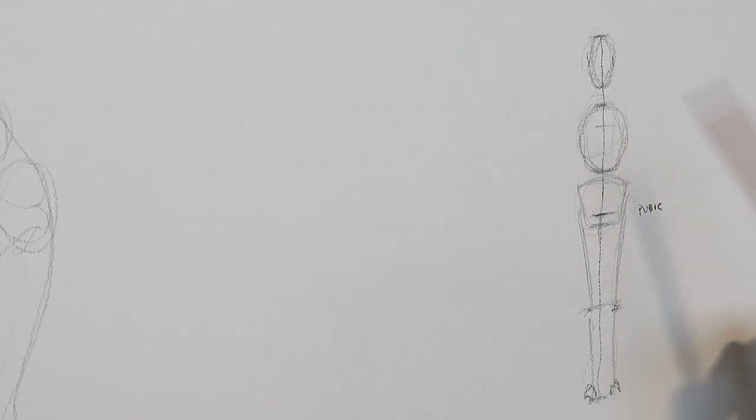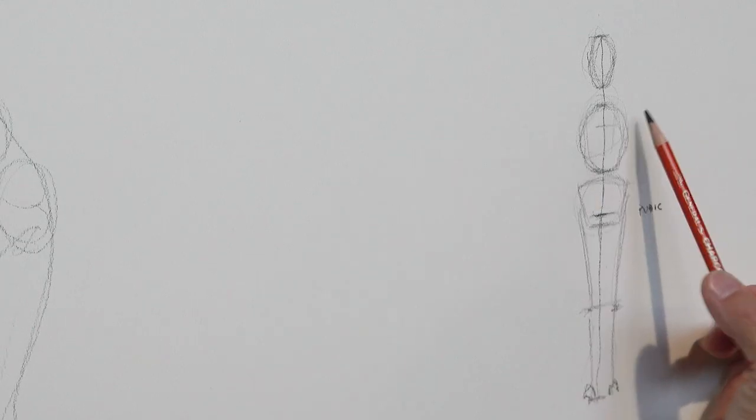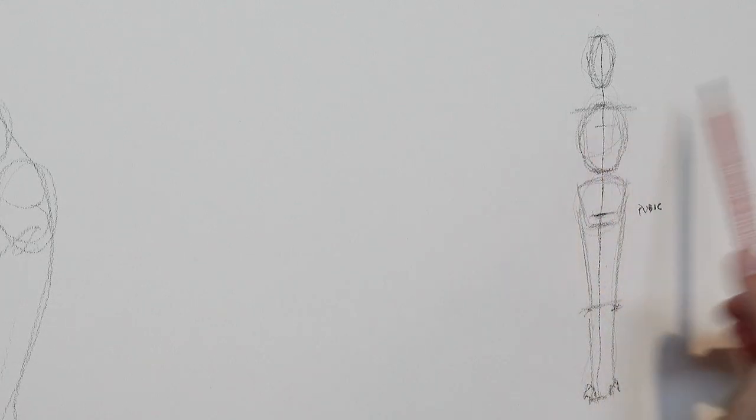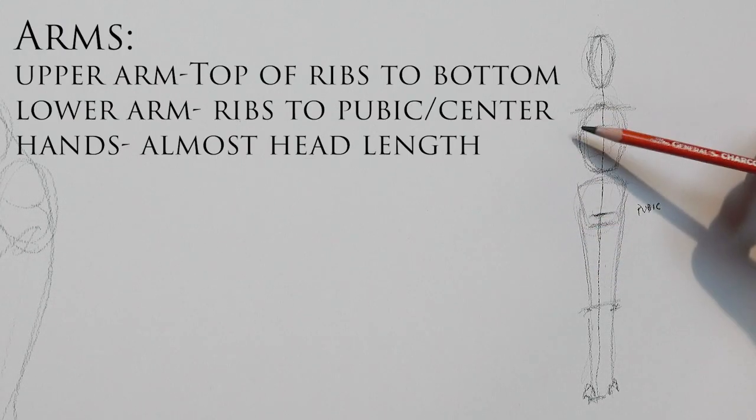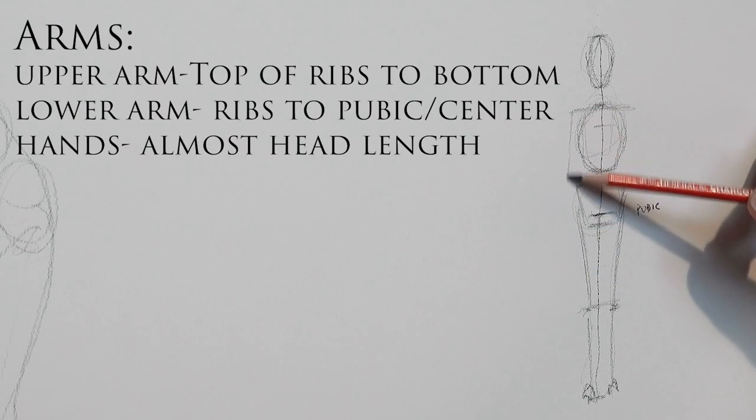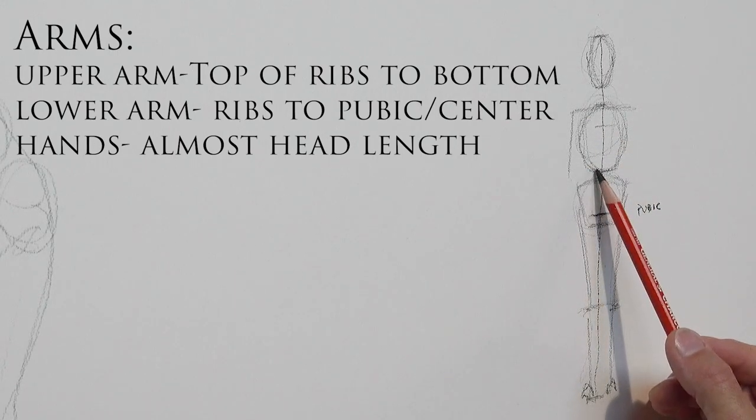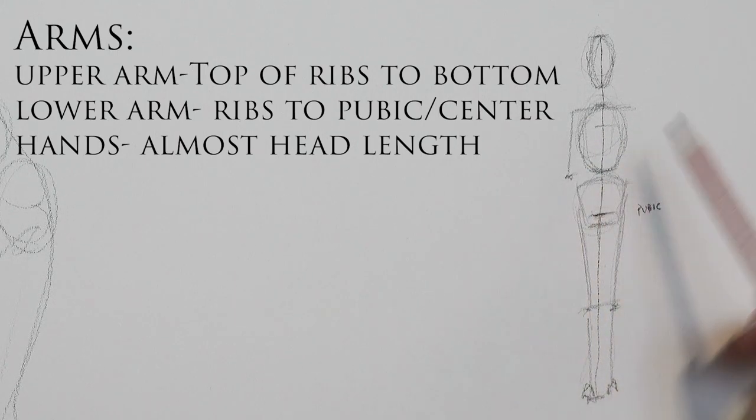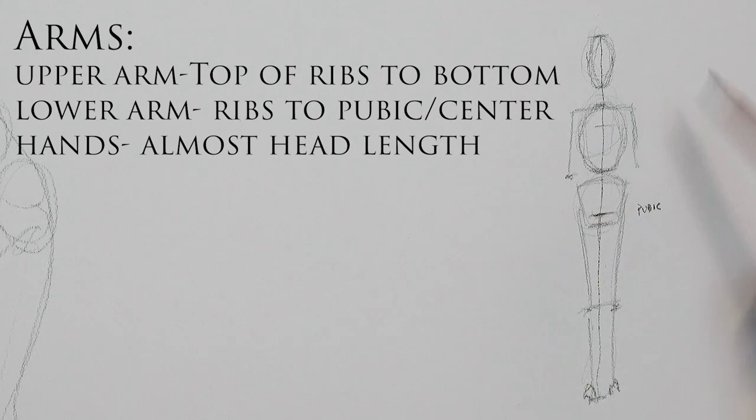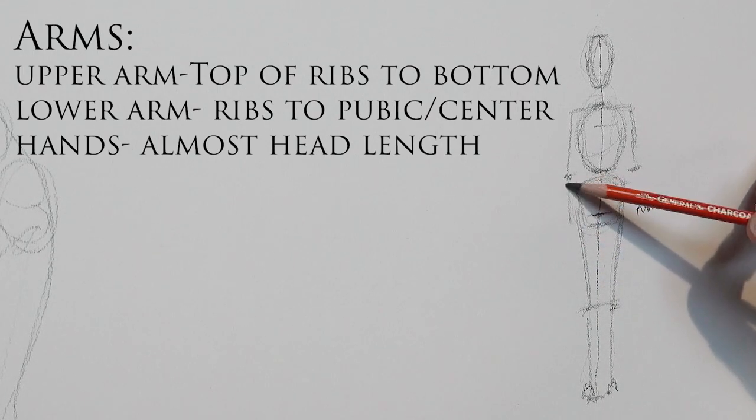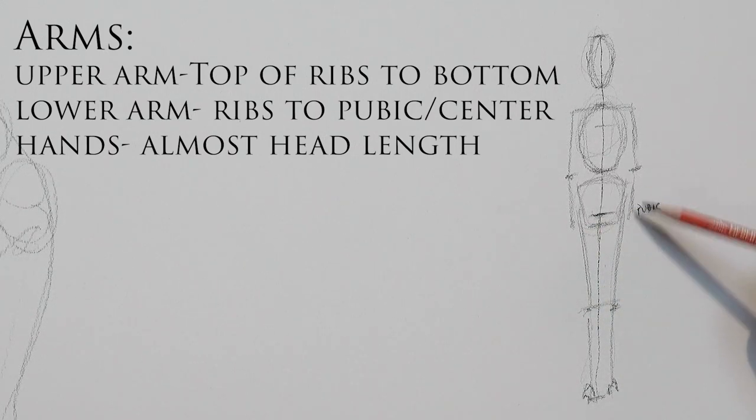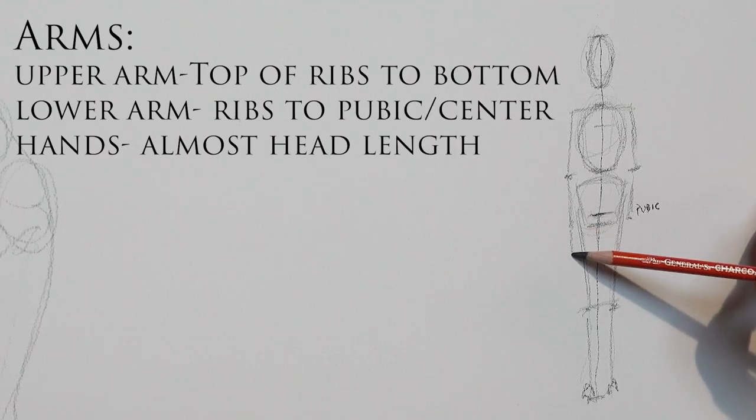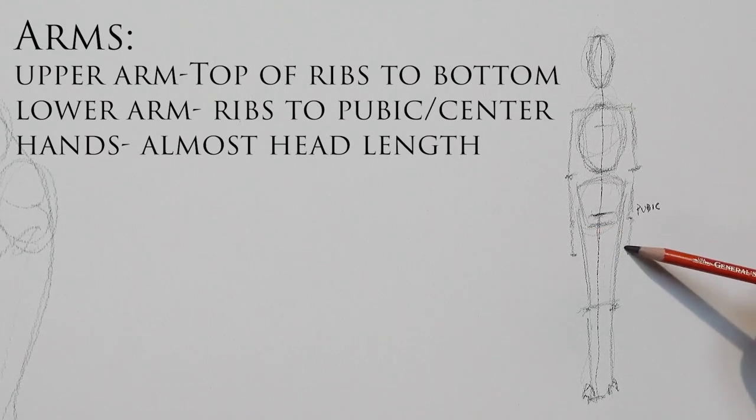Where do the arms go and where do they sit? Here's a pretty simple way to do it. If you go from the top of the rib cage and just draw a straight line out, and then you drop one of the lines, the elbow goes to the bottom of the rib cage. So right there, bottom of the rib cage. And then if you continue that line to the pubic bone, that's where the wrist sits, right there. And then the hand just extends a little bit further.